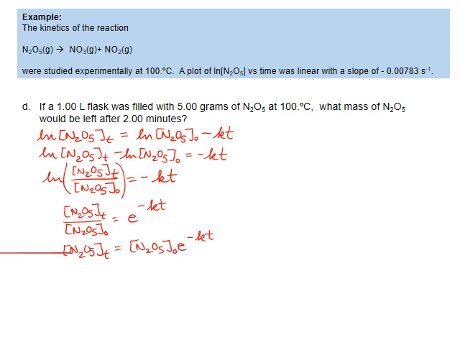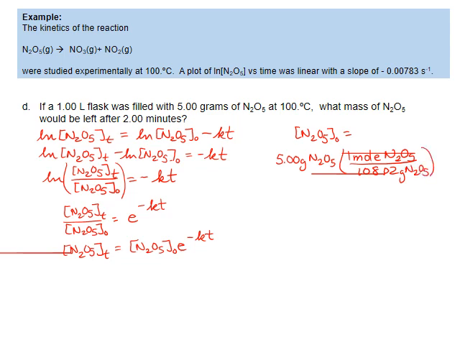We now need to figure out the initial concentration of N2O5. We know that we're starting with 5 grams of N2O5. If we divide by the molar mass of N2O5, we can convert the grams of N2O5 to moles of N2O5. Dividing that by the total volume of 1 liter gives us our initial concentration of N2O5 to be 0.0463 molar.